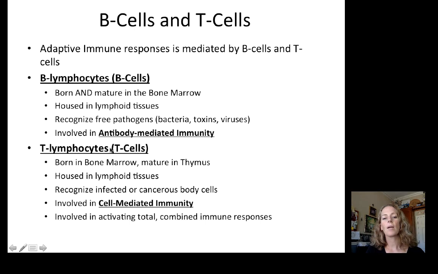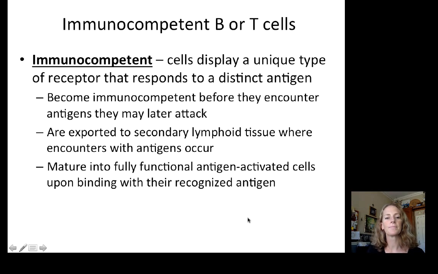T cells are born in the bone marrow, but they mature in the thymus. So they get their T for where they mature in the thymus. They are housed in the lymphoid tissues, just like B cells. They can recognize infected or cancerous cells. So the B cells are going to recognize the whole pathogen. The T cells are going to look for body cells that are infected. They will be involved in cell-mediated immunity. They are also involved in activating a total and combined immune response.